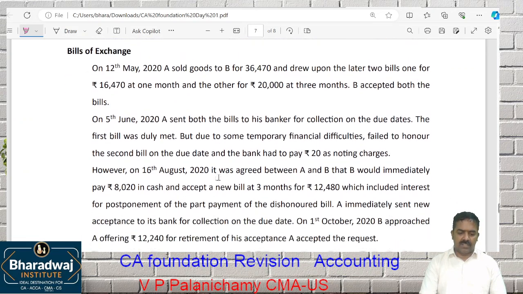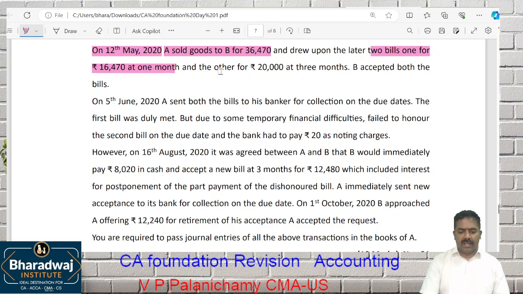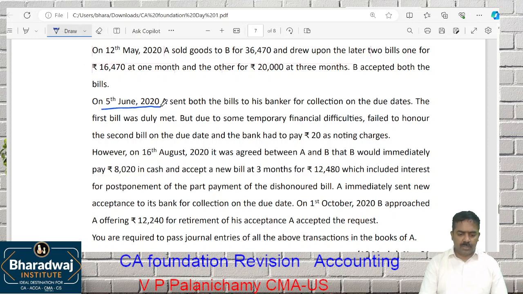Now come to the next question. It's a very good question, go through that. On 12th May 2020, A sold goods to B for 36,470. Drew upon how many bills? Two bills, one for 16,470 at 1 month, and the other for how much? 20,000 at 3 months. We accepted both the bills. On 5th June 2020, A sent both the bills to the bank for collection on the due dates.